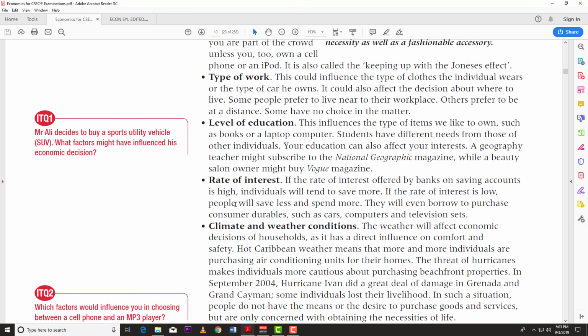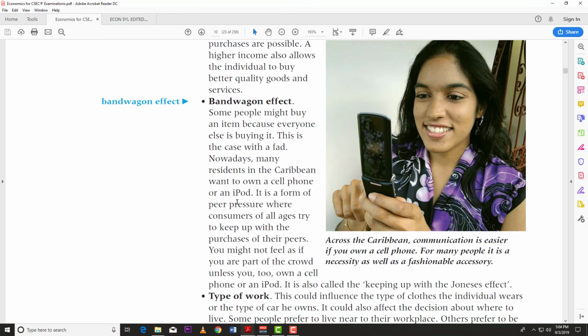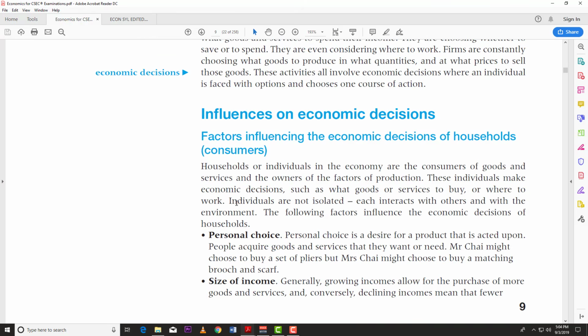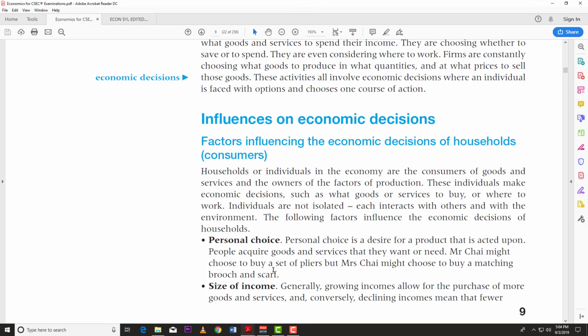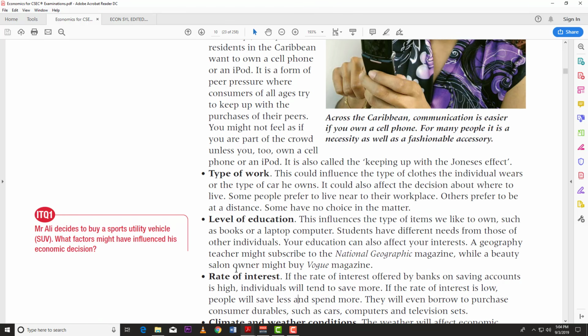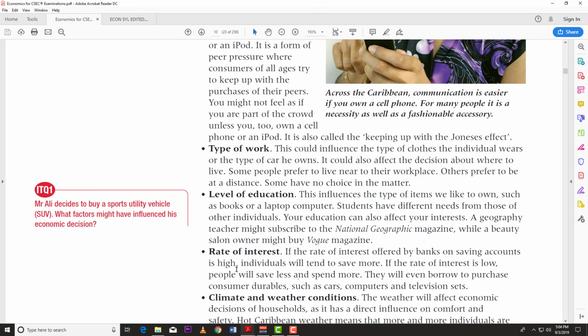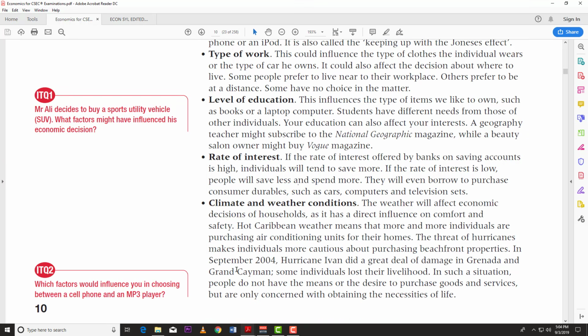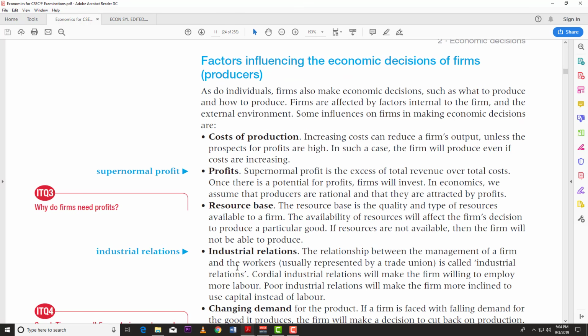Now all these are decisions made by the household, one of the agents in the economy. So you have personal choice, size of income, the bandwagon effect. You also have type of work, level of education, rate of interest, climate and weather conditions. All those are factors that influence the household. Now let's look at some factors that influence the economic decisions of the firm. And of course, the firm is in it for profit. So profit is the main motive of the business.